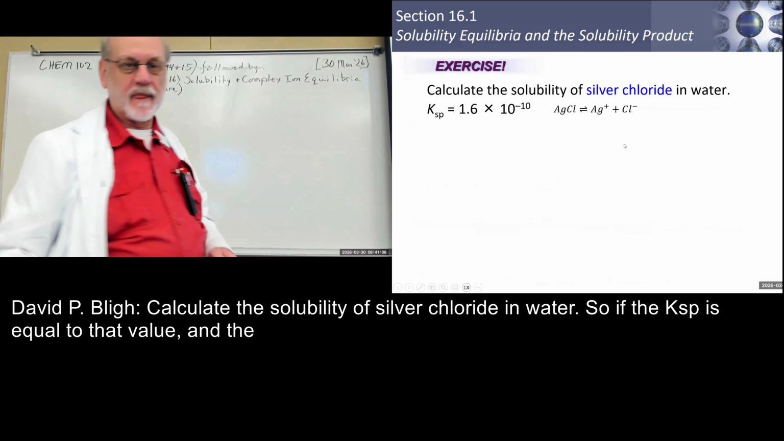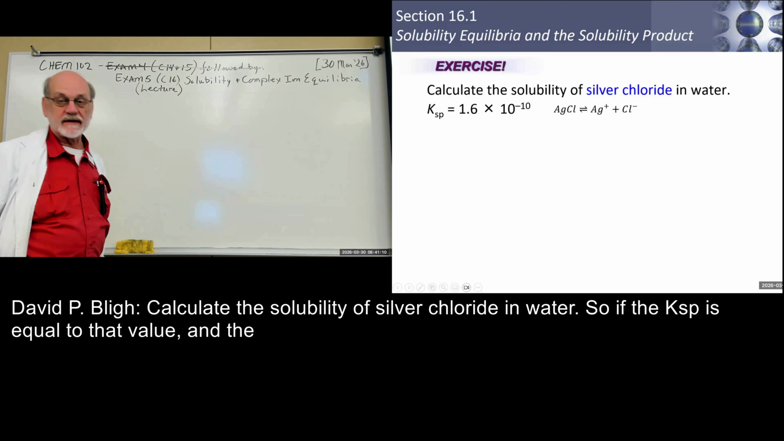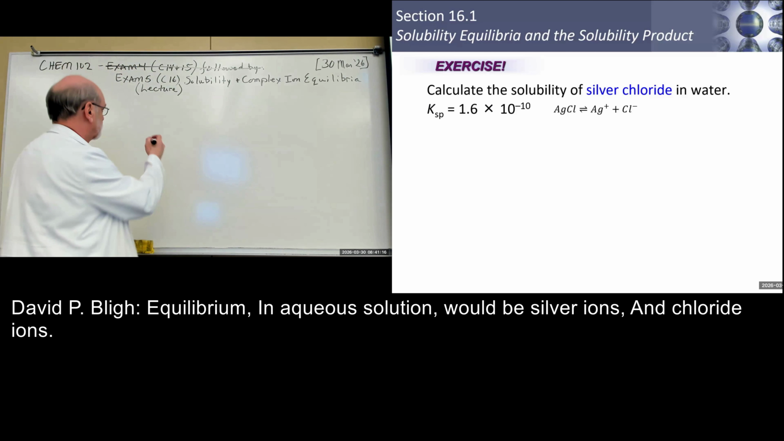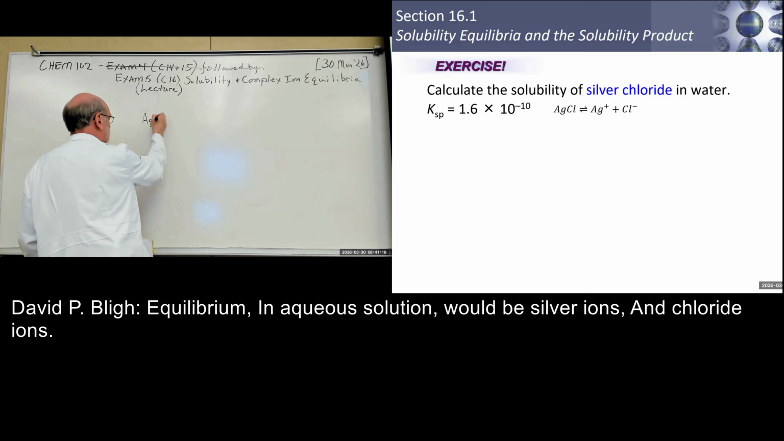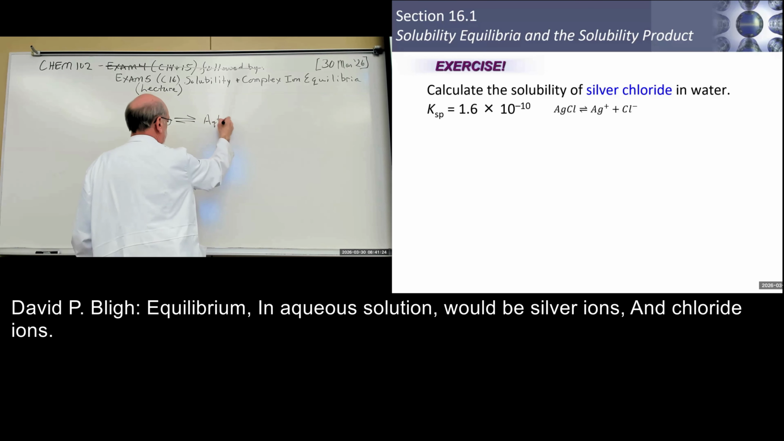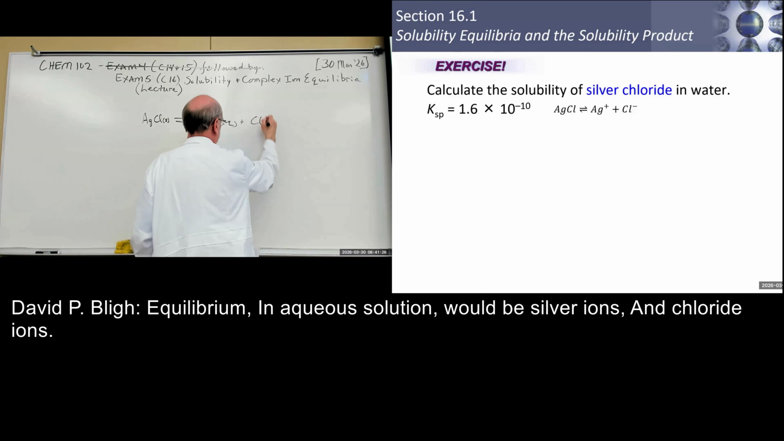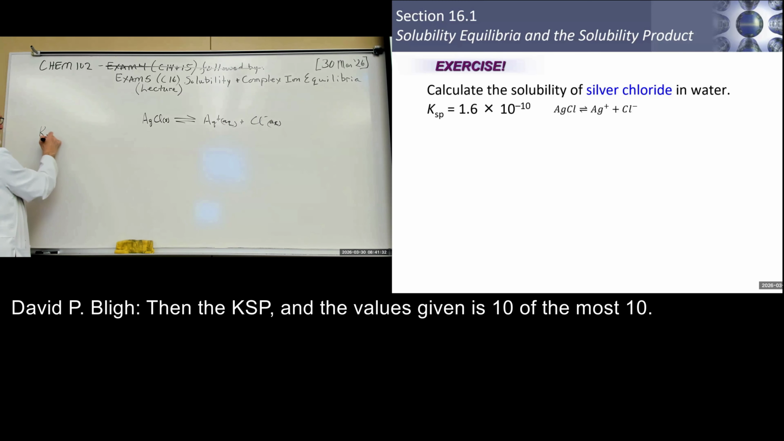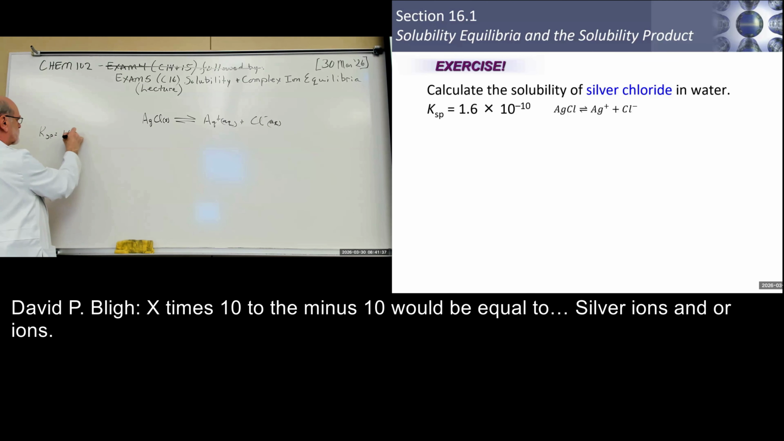Moving on. Calculate the solubility of silver chloride in water. So if the Ksp is equal to that value, the equilibrium in aqueous solution would be silver ions and chloride ions, and the Ksp, the value is given as 1.6 times 10 to the minus 10, would be equal to the silver ions and chloride ions.